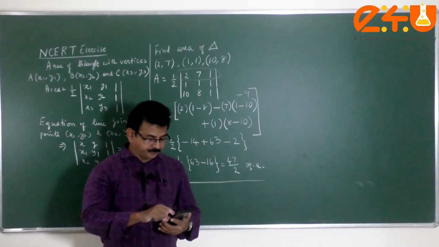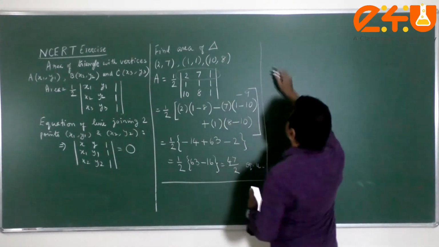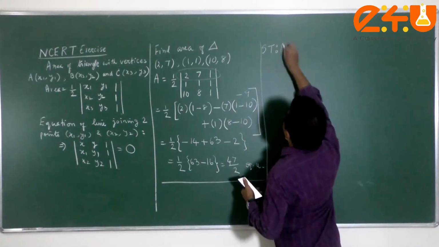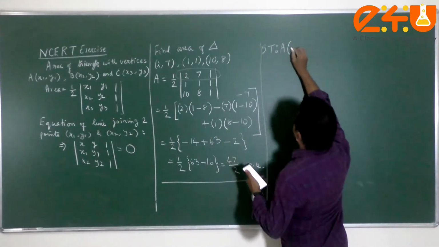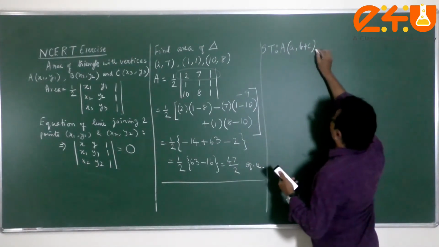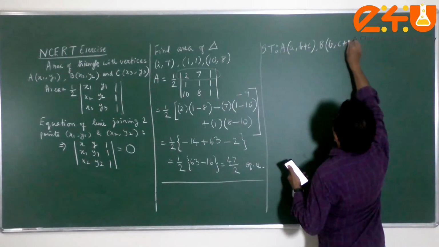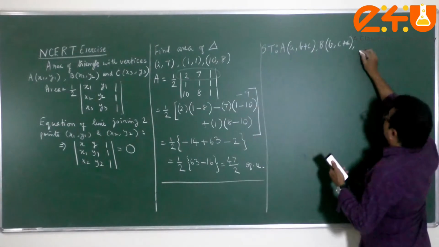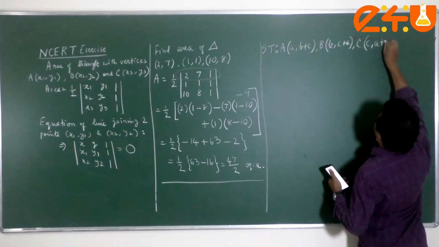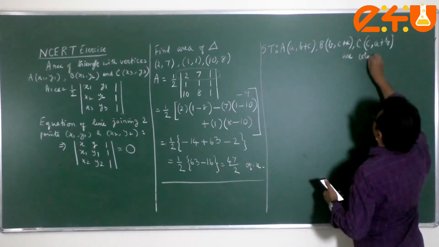To continue, the next question will be: show that, given here the vertices, there is a point A with coordinates (a, b plus c). There is a point B with coordinates (b, c plus a). There is a point C with coordinates (c, a plus b), and you have to show they are collinear.